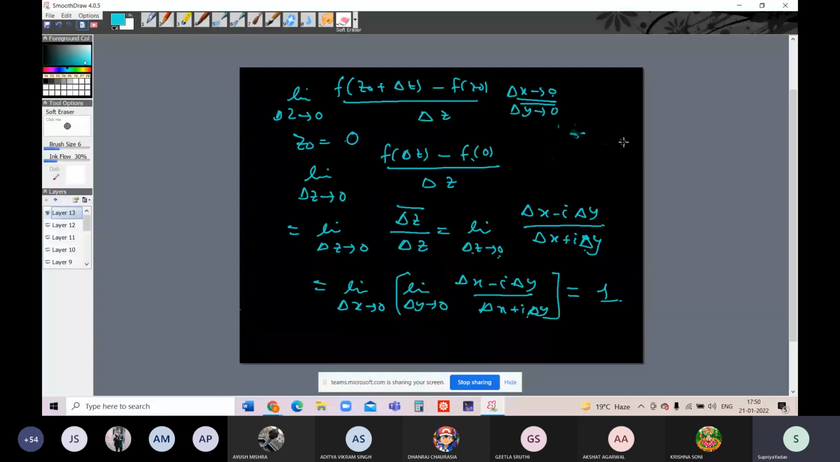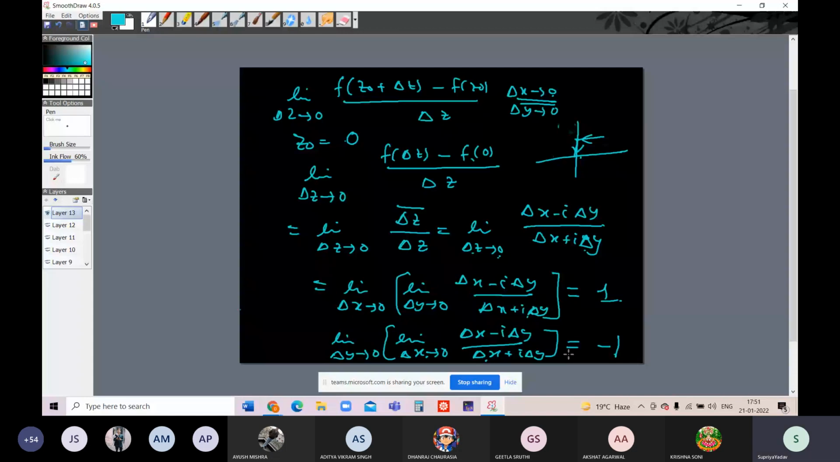Suppose first delta x is tending to 0, then delta y is tending to 0. So the limit will be delta y tends to 0, delta x tends to 0, of i delta y upon delta x plus i delta y. So when delta x tends to 0, we will get minus i delta y upon i delta y. This will give you minus 1.